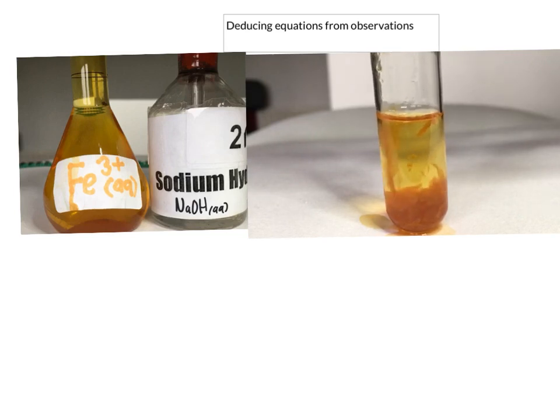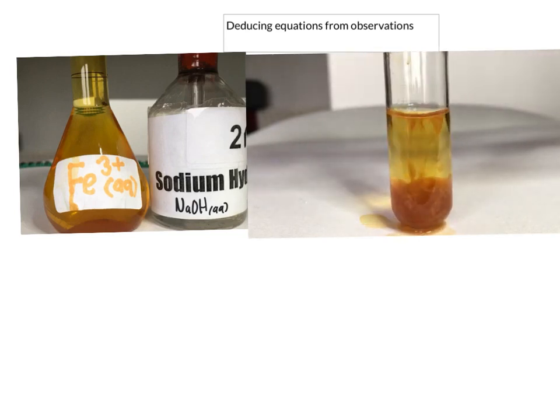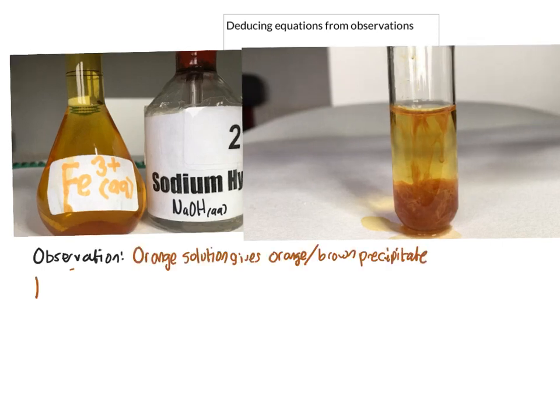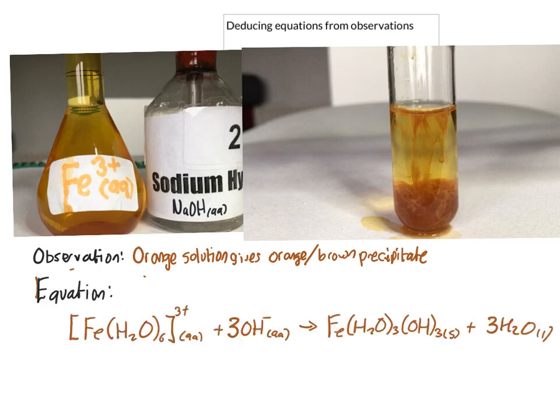What's your observation and what's your equation for the reaction? Pause the video now. So was your observation that the orange or orange-brown solution gives an orange or orange-brown or rust precipitate? This time, because the iron has a 3+ charge, it's able to lose 3 protons, and therefore we need 3 bases. So 3 hydroxide ions remove 3 protons. The precipitate is iron(III) hydroxide, and 3 protons removed, so the 3 hydroxides become 3 water molecules.